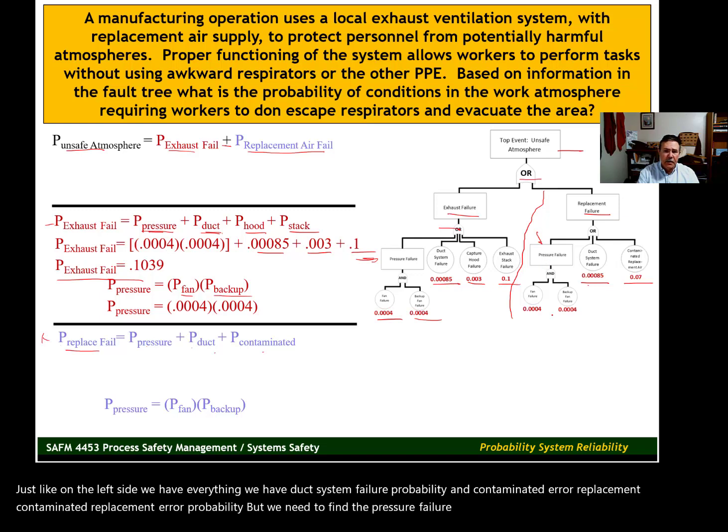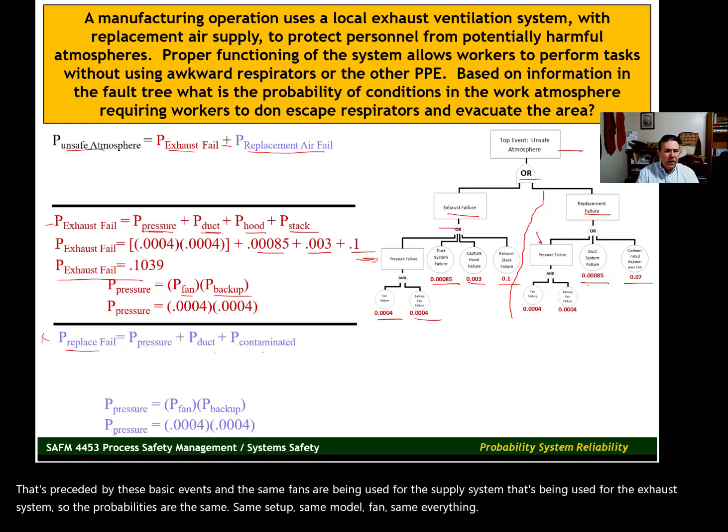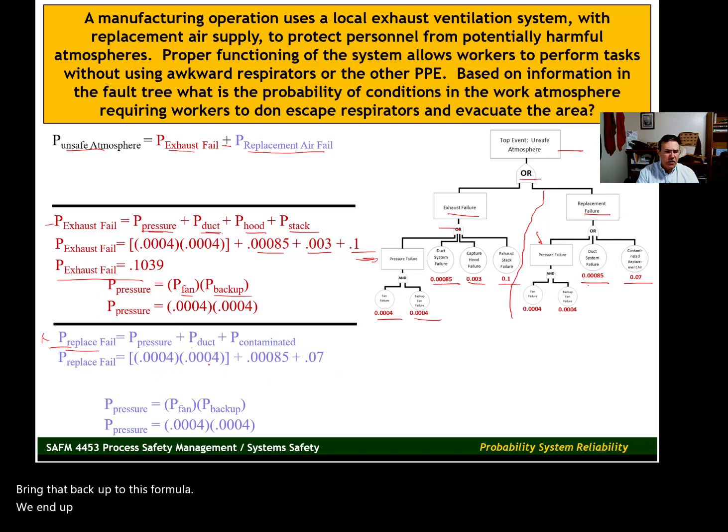Again, intermediate event that's preceded by these basic events. And the same fans are being used for the supply system that's being used for the exhaust system, so the probabilities are the same. Same setup, same model of fan, same everything. So probability of pressure failure on the replacement side, 0.004 times 0.004. Bring that back up to this formula.